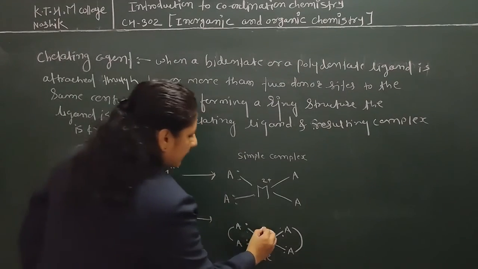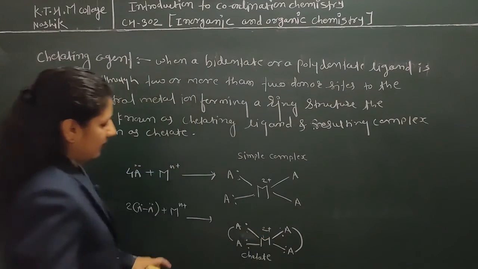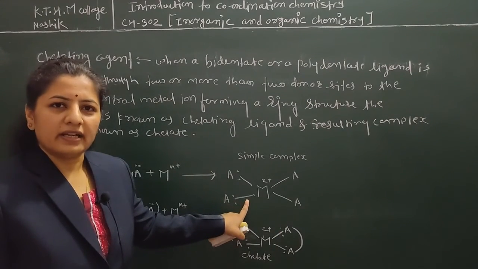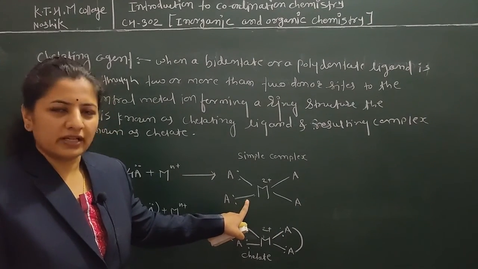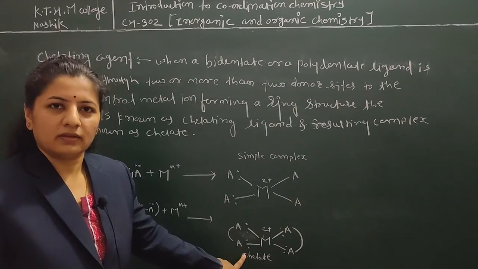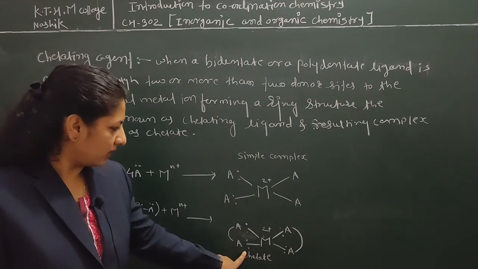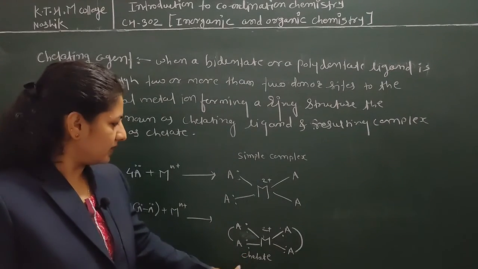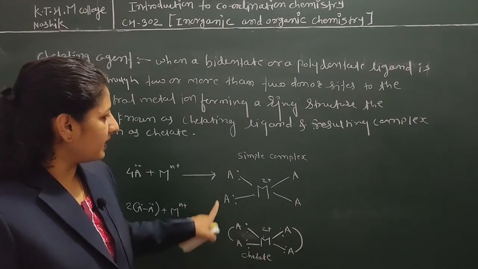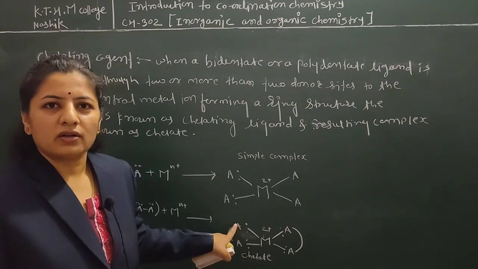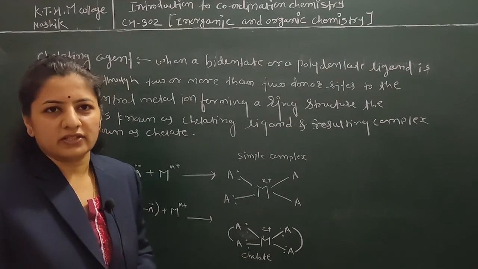So from that we can easily conclude that if we use a simple monodentate ligand, there is no chelate, and if we use a bidentate or more than bidentate ligand, a ligand which has more than 2 donor sites, it forms a ring. So it is a chelate complex. From this example we can clearly illustrate that the bidentate or polydentate ligand forms a ring structure.